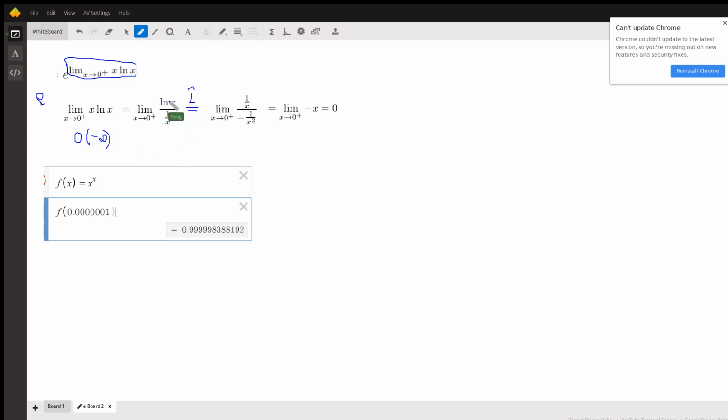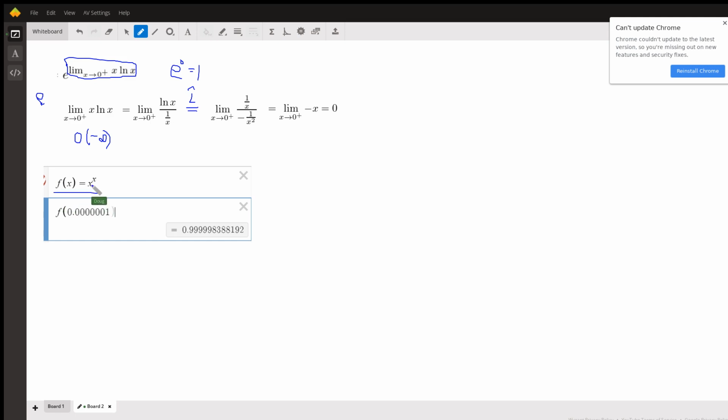Take the derivative of the numerator, 1 over x, the derivative of the denominator, negative 1 over x squared. So I'm taking the limit as x approaches 0 from the right of the opposite of x, which is 0. Okay, and that means e to the 0 is 1. Okay, and that kind of proves it right here.